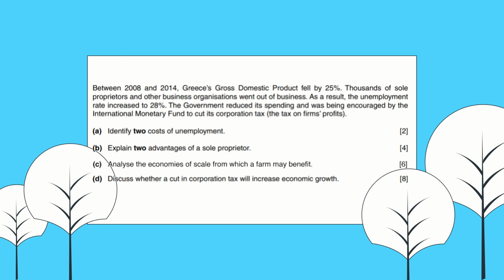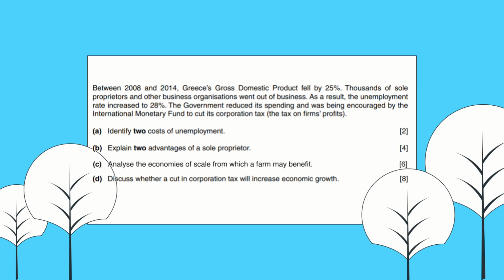Okay, so this says between 2008 and 2014, Greece's GDP fell by 25%. Thousands of sole proprietors and other business organizations went out of business. As a result, the unemployment rate increased 28%. The government reduced its spending and was being encouraged by the International Monetary Fund to cut its corporation tax, the tax on firms' profit. Okay, now this is the starting of the question, and on this they will give you questions.